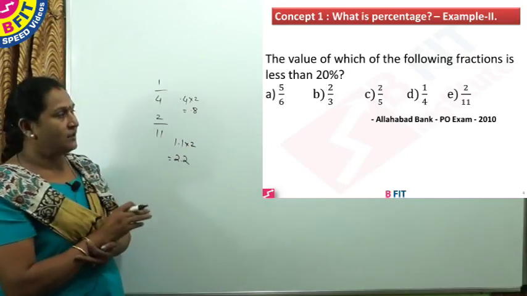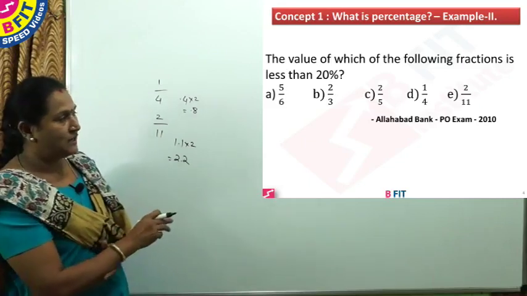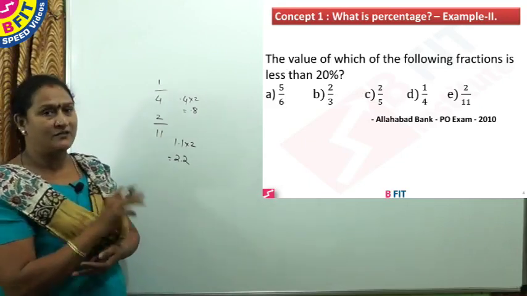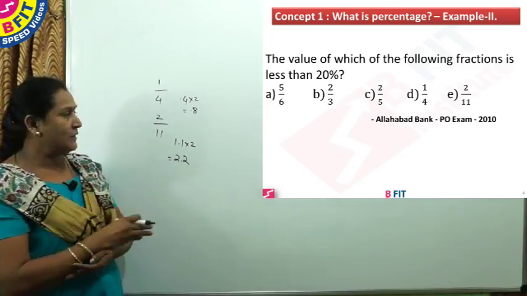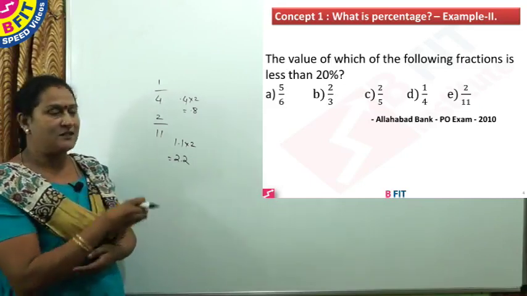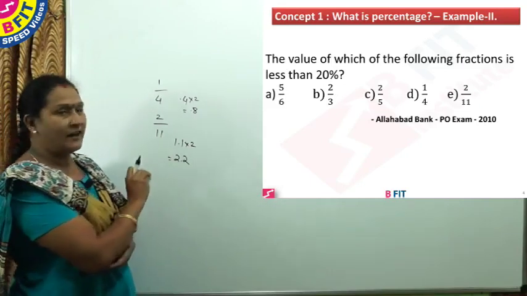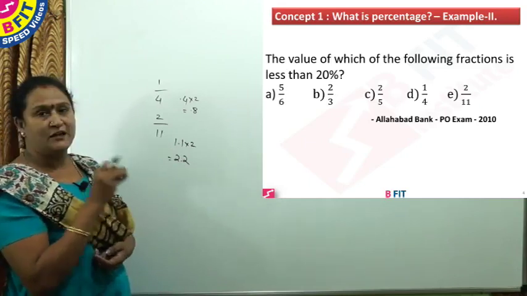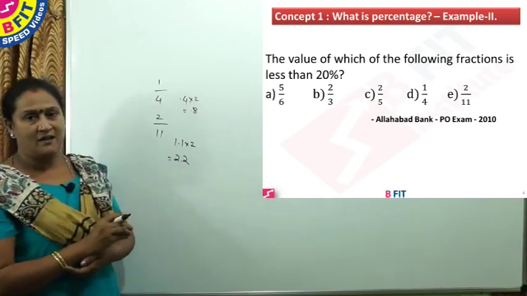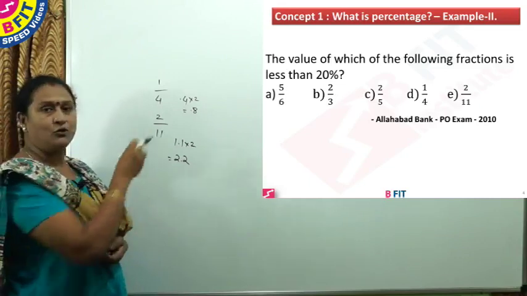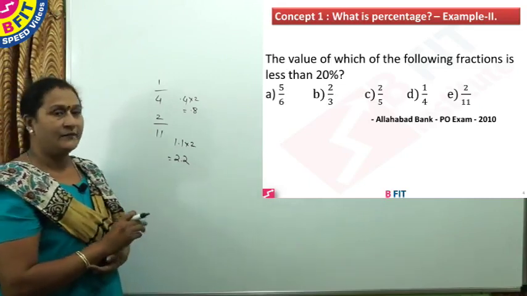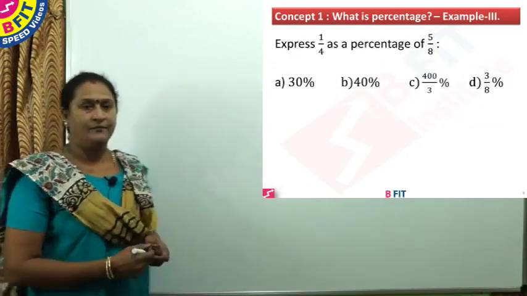This question was asked in the exam, Allahabad PO exam 2010. Now, making split up for the denominator, that is the basic percentages, we can find which fraction is less than 20%, and the required answer is option E, 2 by 11. We'll see the next example.